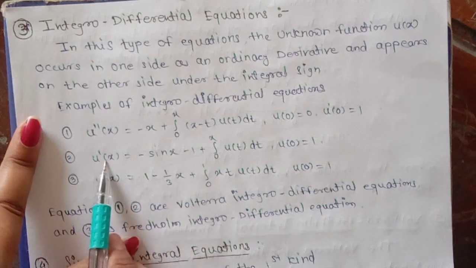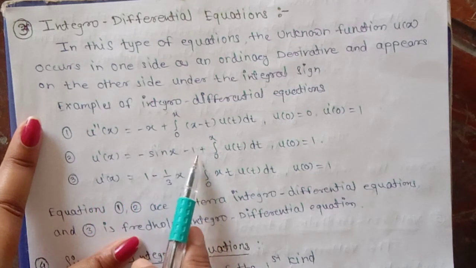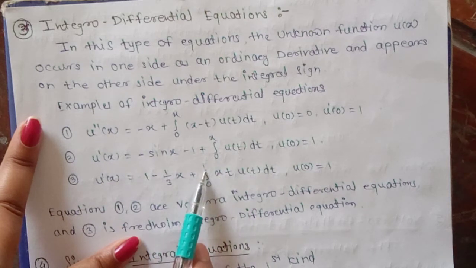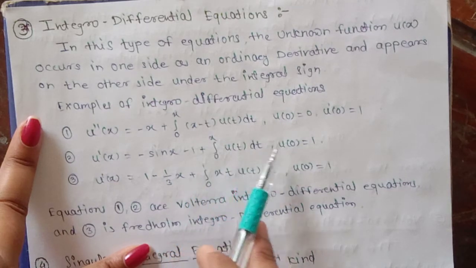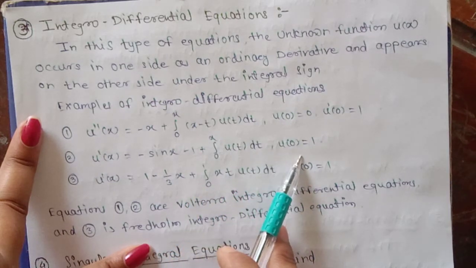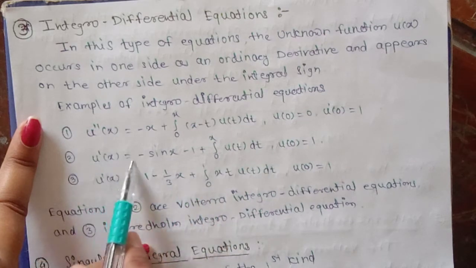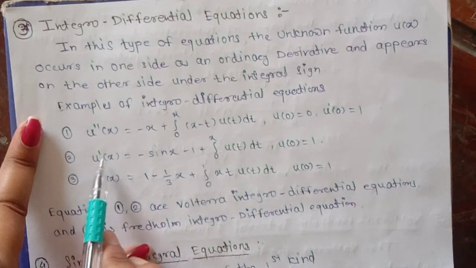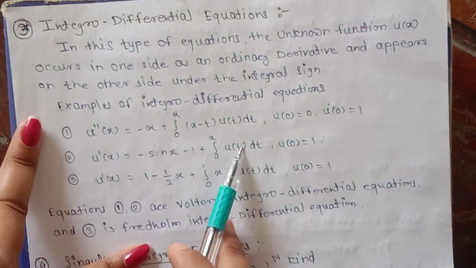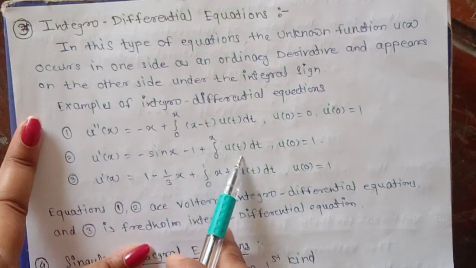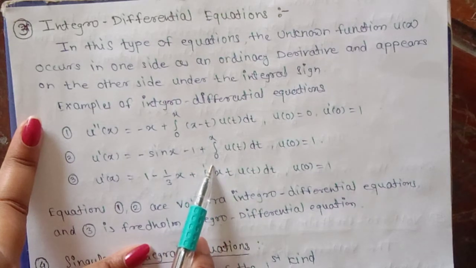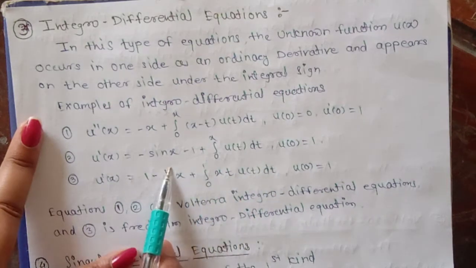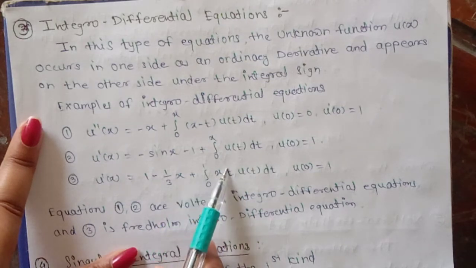Now the second example is u dash of x is equal to minus sin x minus 1 plus integration 0 to x of u of t dt, with the initial condition u of 0 is equal to 1. Look here also: on one side the ordinary derivative of u of x is taken, which is the first derivative, and on the other side the unknown function u of x appears under the integral sign 0 to x. The limits of integration are one upper limit x and the other limit 0. So this is a Volterra integral equation and it is said to be a Volterra integro differential equation.